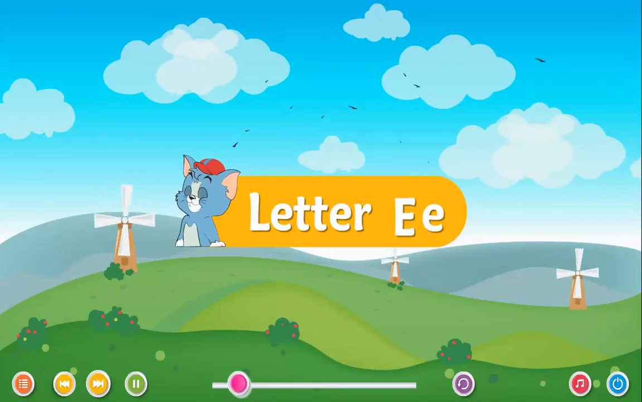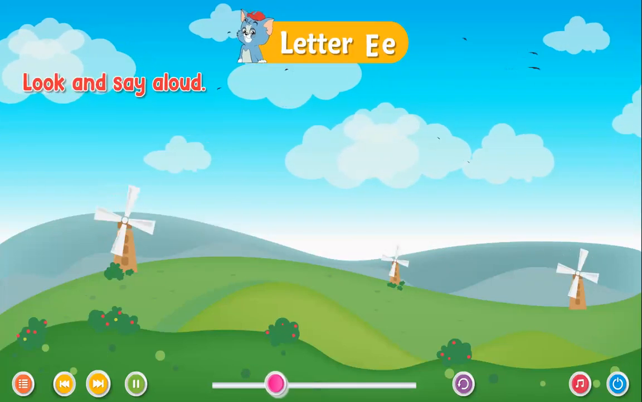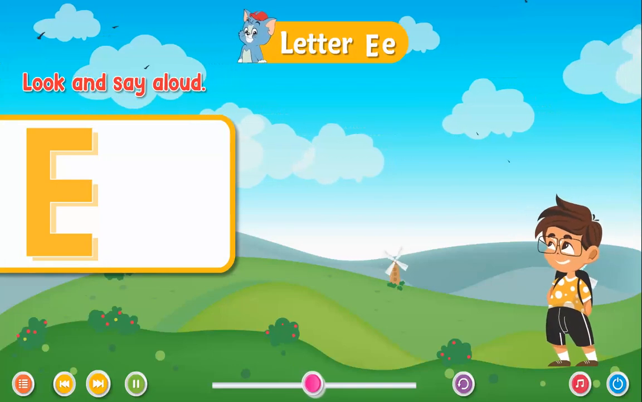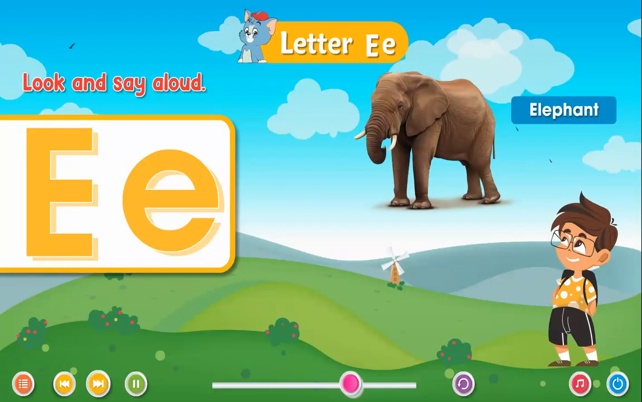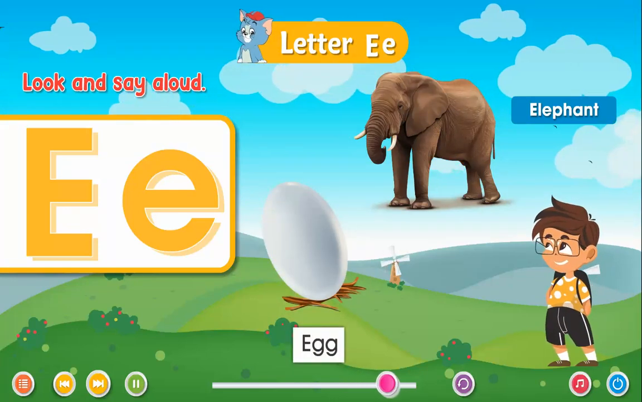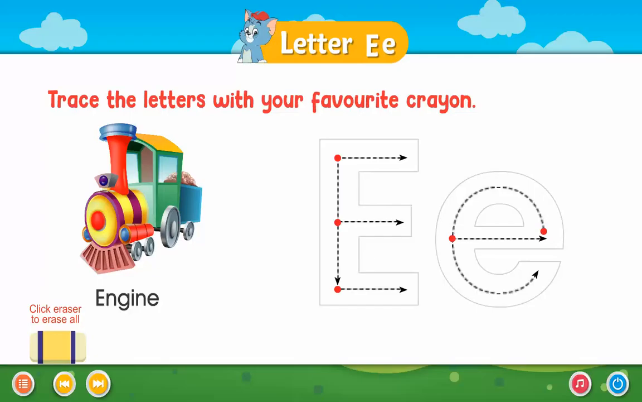Letter capital E, small e. Look and say aloud. Capital E, small e. E for elephant. E for egg. E for eagle.